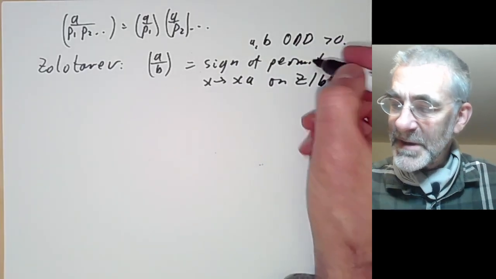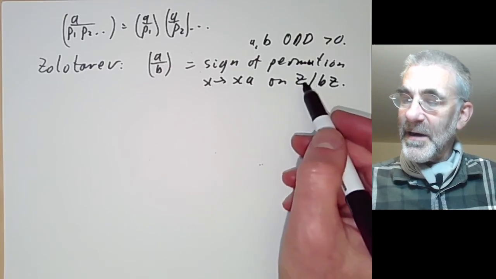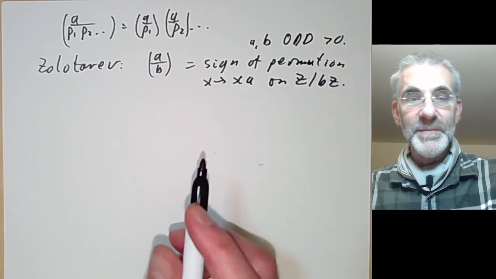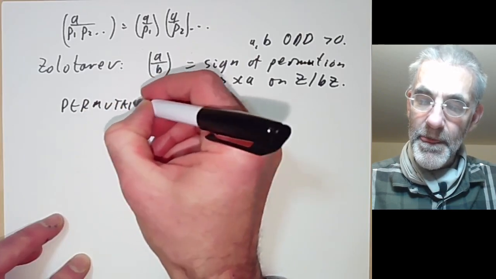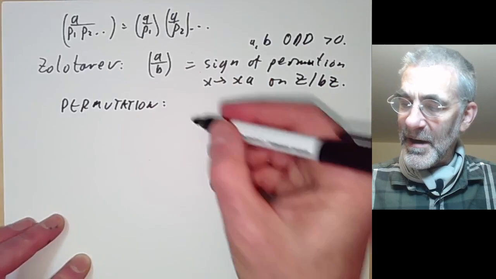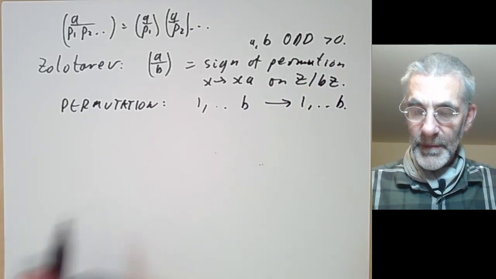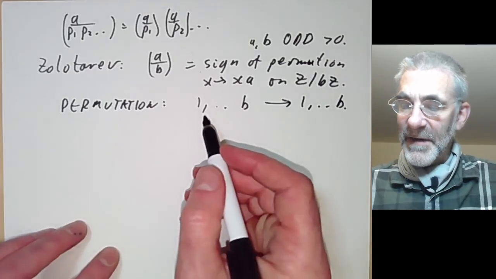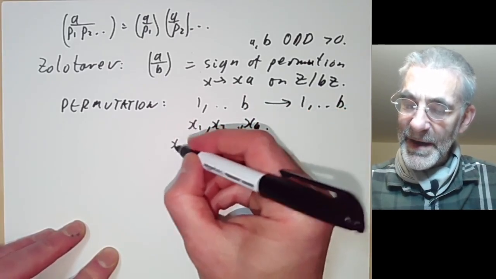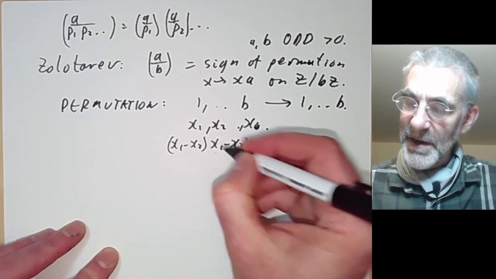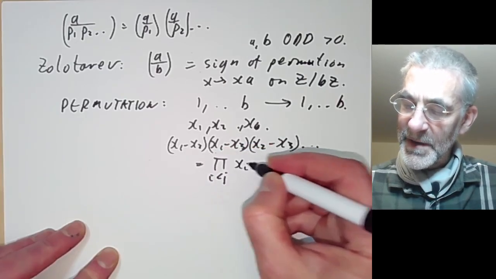So let me explain what the sign of the permutation is. Multiplying by a is a bijection on this set Z modulo bZ, and you call this a permutation. So a permutation is just a map from a set, say 1 up to b, to itself. And a permutation has a sign, and the sign is given as follows. We take variables x1, x2 up to xb, and we multiply (x1 minus x2), (x1 minus x3), (x2 minus x3), and so on. So this is just equal to the product over i less than j of (xi minus xj).